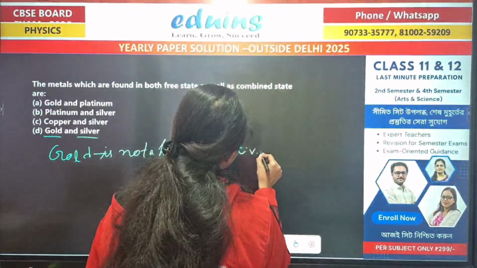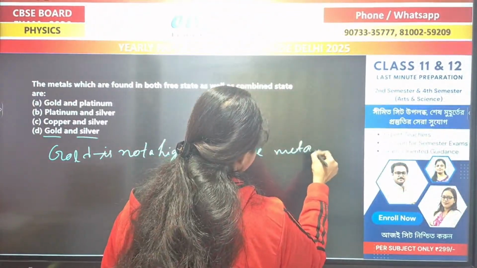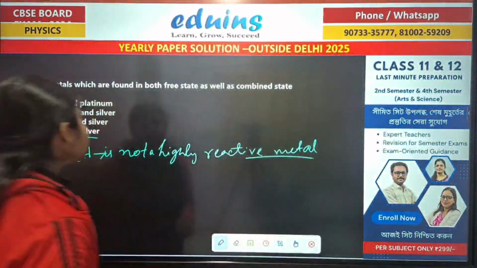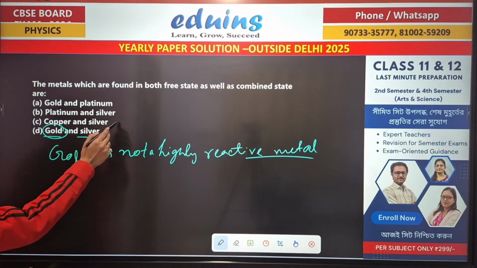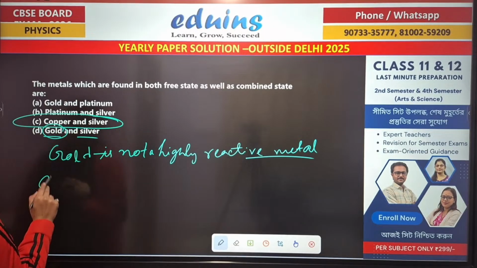So gold is not a highly reactive metal, so we can get it in free state, but not in combined state. But we get copper and silver in both of the states, one is free state and the other is combined state. So the answer will be option C, copper and silver.